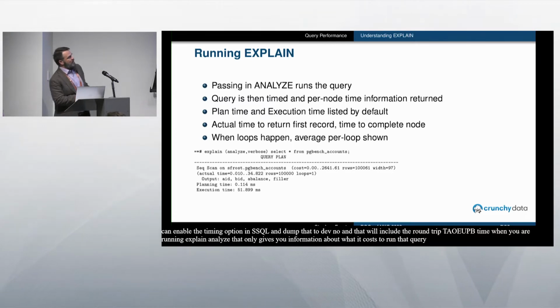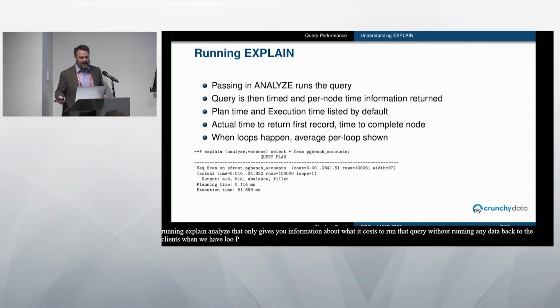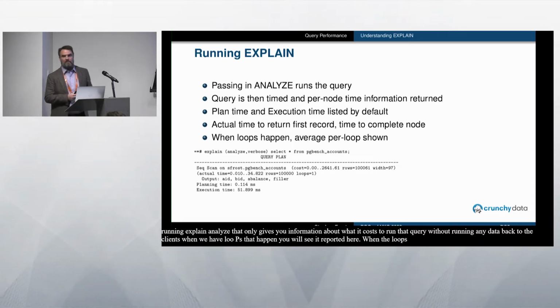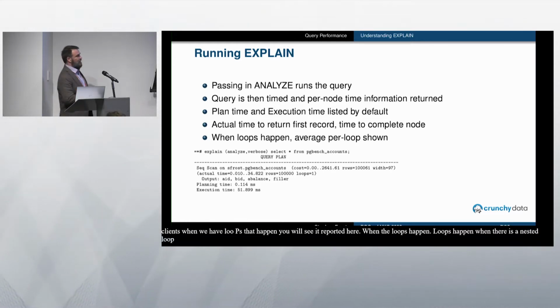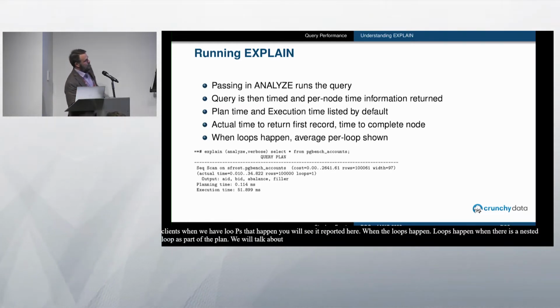When we have loops that happen, you'll see it reported here. So when do loops happen? Loops happen when there's a nested loop as part of the plan. We'll talk through the different nodes that Postgres has in just a minute, and I'll talk about that in a bit more detail.